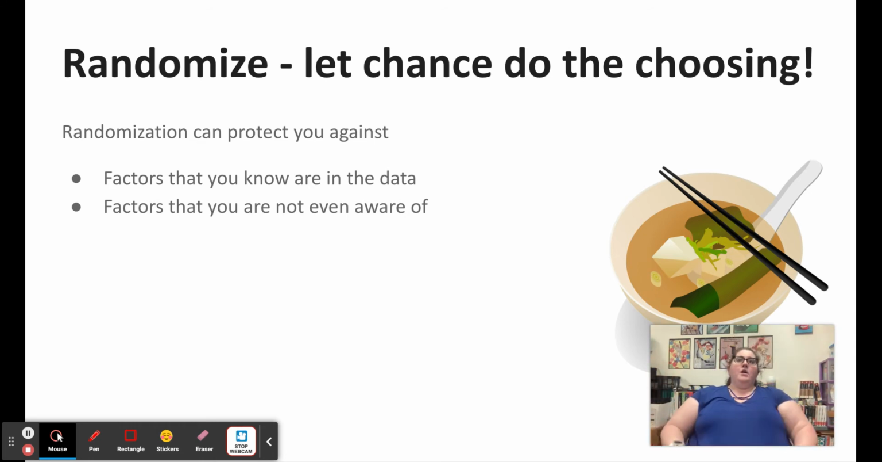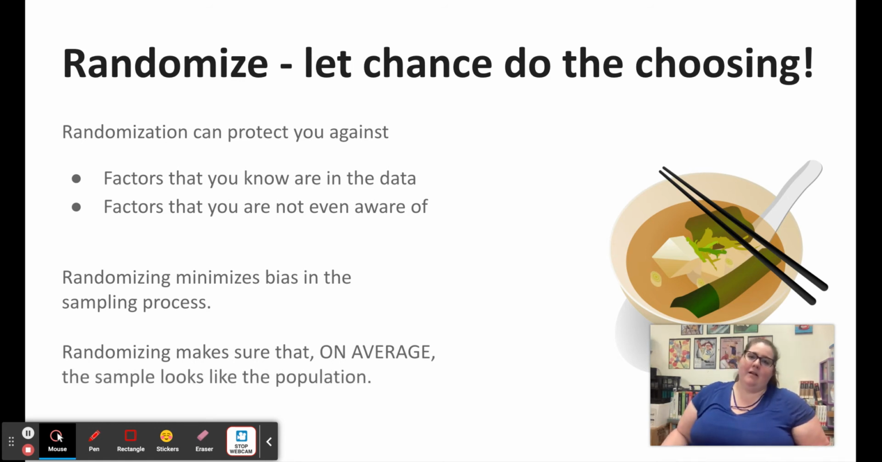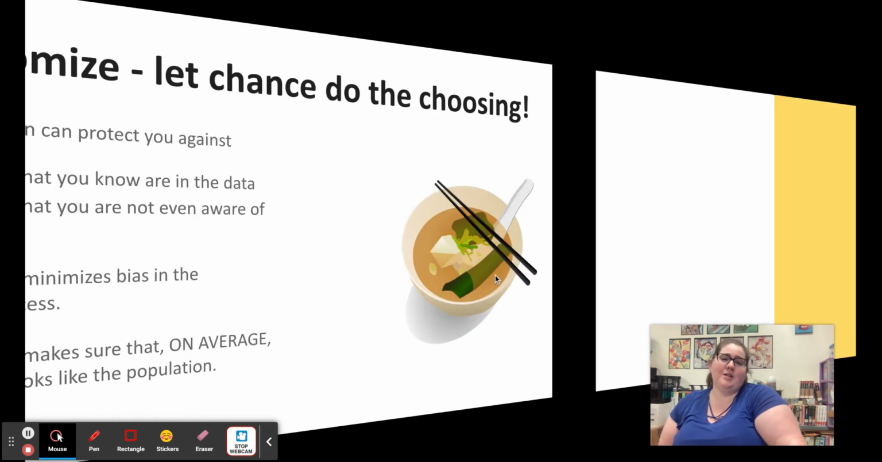When we randomize, we should, in theory, be getting a taste or a sample that looks like the population. It's minimizing the bias that's happening, right? So factors we know are in the data would be like the salt. Factors we're not even aware of would be like, what if our friend, while we weren't looking, threw a bunch of peas in our soup and we didn't know they were in there? That stirring is spreading the peas around as well. So when we take samples, we don't always think of every single factor that might be important. Randomization is helping with that too. So it's making sure that our sample looks like our population as much as possible.